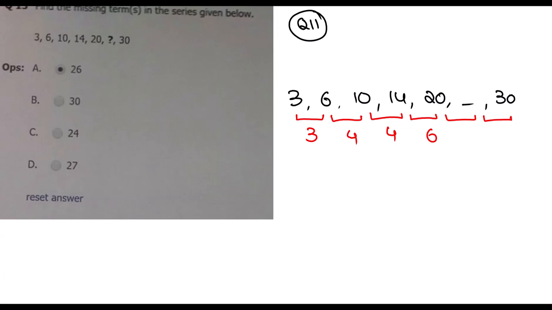3, 6, 10, 14, 20. If there is a mistake in the question also, we have to think, change, and opt for the correct one. If it is 26, why? Yes, one of your friends gave 26 as the answer.